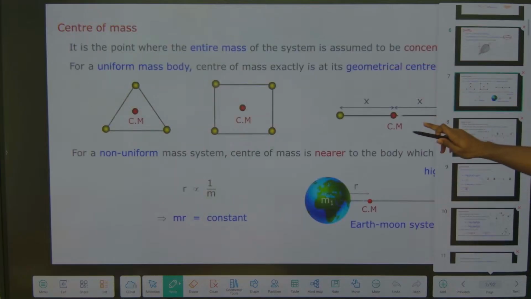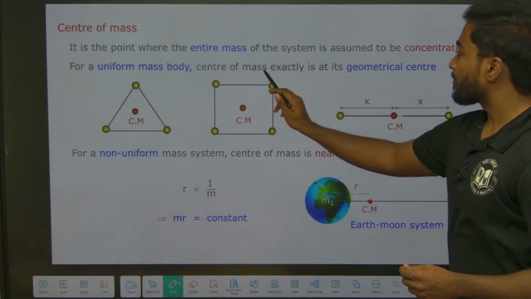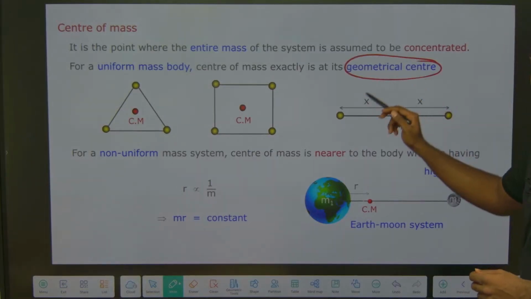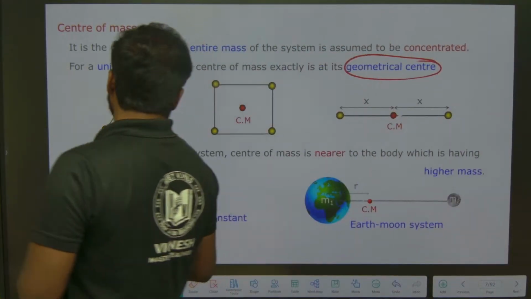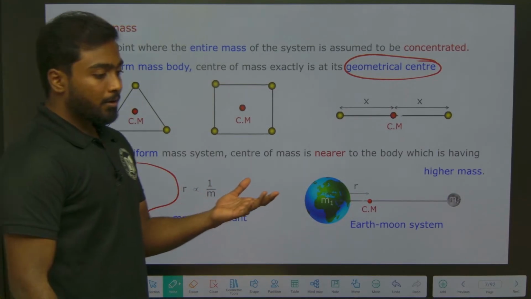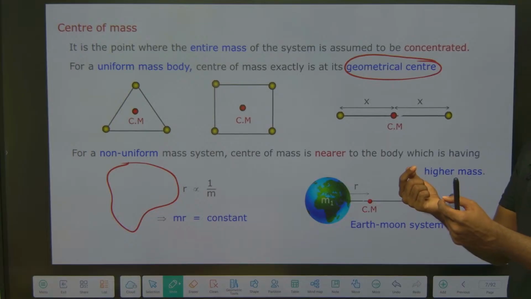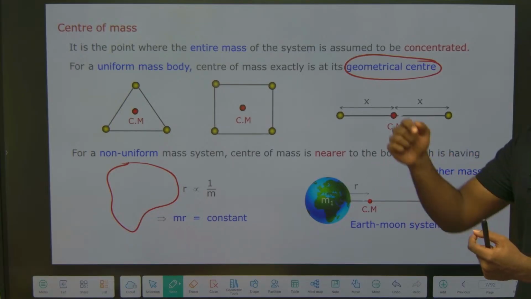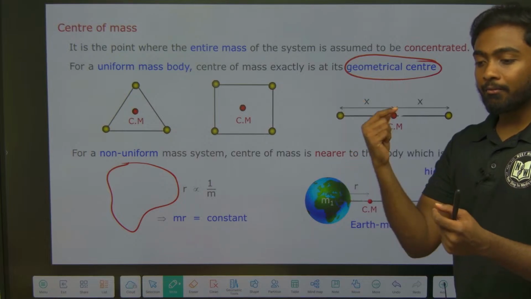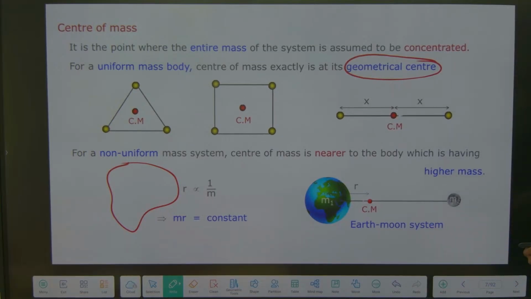Okay. So center of mass is the next topic. It is the point where the entire mass of the system is assumed to be concentrated. So for a uniform mass body, the center of mass is exactly at the geometrical center. When we take a non-uniform body, for example, people used to rotate a pad with the finger, no? When I am able to find the center point and keep the finger at the center point only, I am able to rotate it. The same thing is used in this concept also.